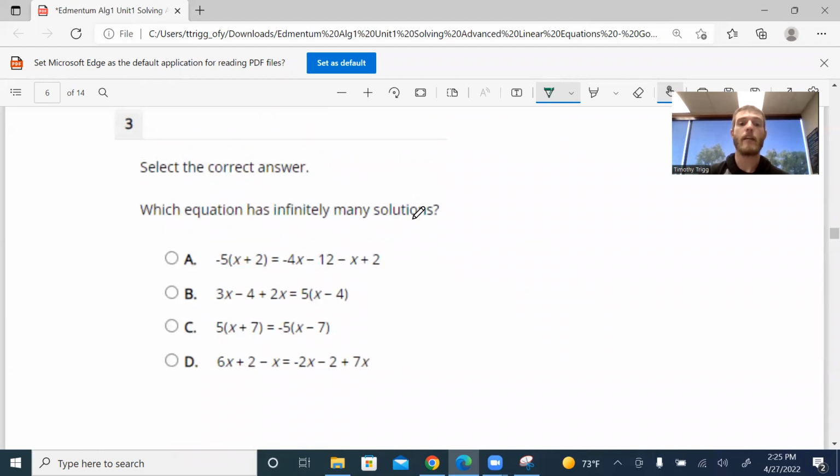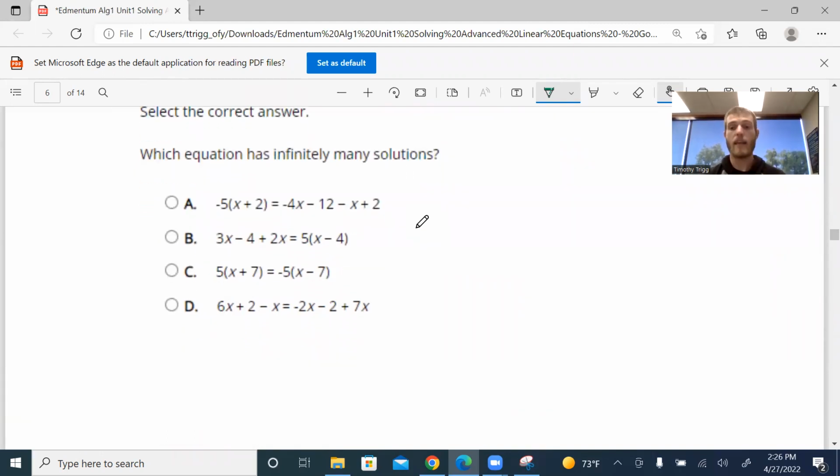Which equation has infinitely many solutions? So again, infinitely many solutions. I'm looking for something that's always true. So where all the x's cancel and you end up with something that's always true. For example, 4 equals 4 or something like that. If you end up with something like that, where it's always true, then that's your one with infinite solutions. So go ahead and solve each of these and figure out which one has infinite solutions.